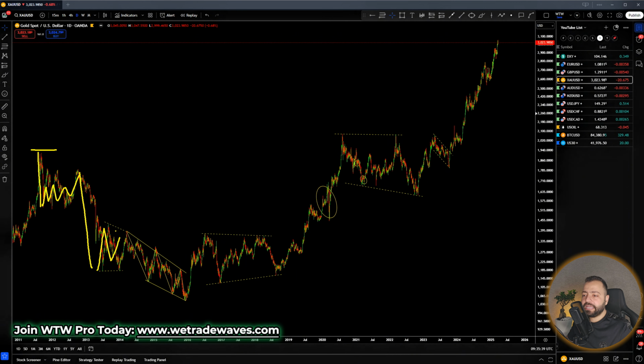This was a contracting flat in wave 4, and this was an ending diagonal. It's called a contracting ending diagonal in wave 5. Now, some of you might be saying, Alan, why do we need that? Guys, if you do not master wave analysis, you will never be able to make consistent profits. Wave analysis is the best methodology for predicting the next wave with high accuracy, okay?